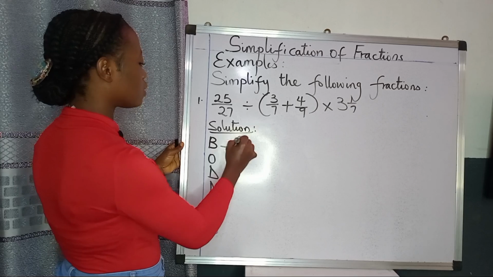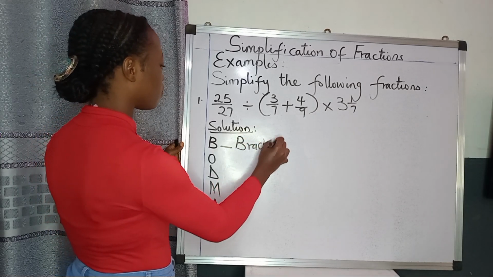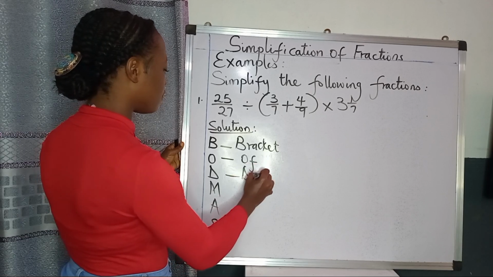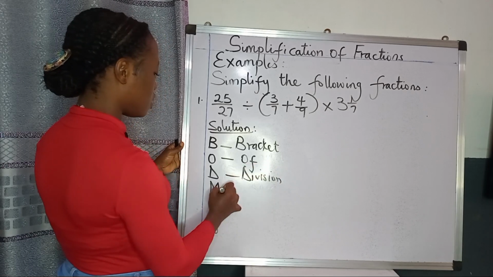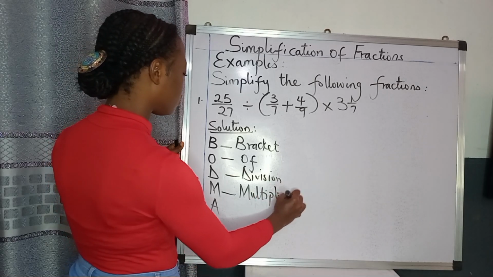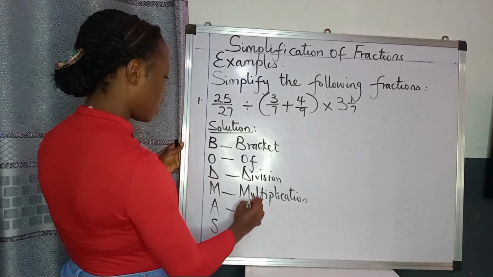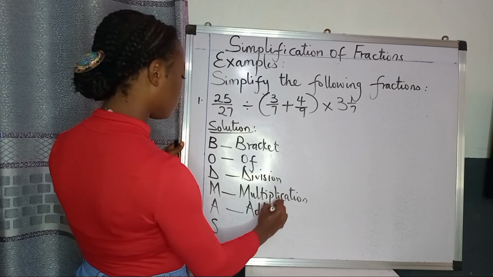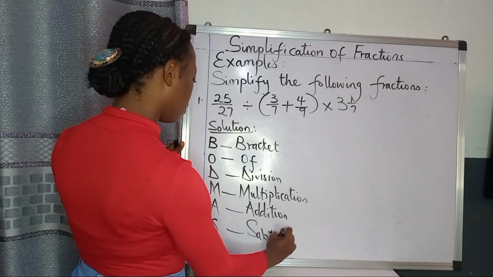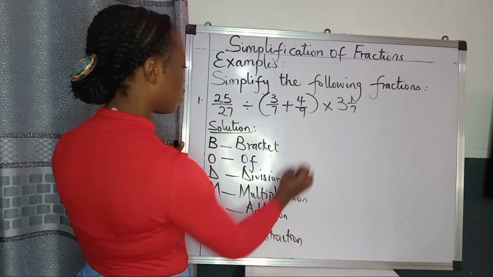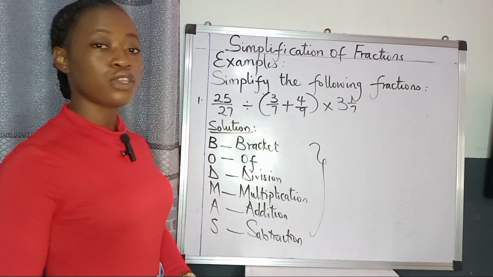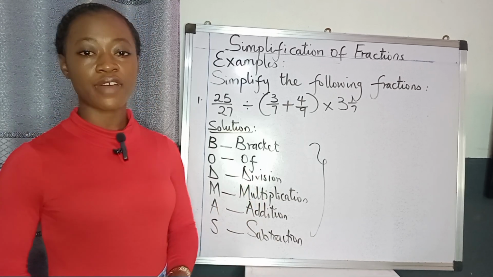So B stands for brackets, O stands for of, D stands for division, M stands for multiplication, okay? A stands for addition, and S stands for subtraction. So this is the acronym that you can use when you are asked to simplify fractions.